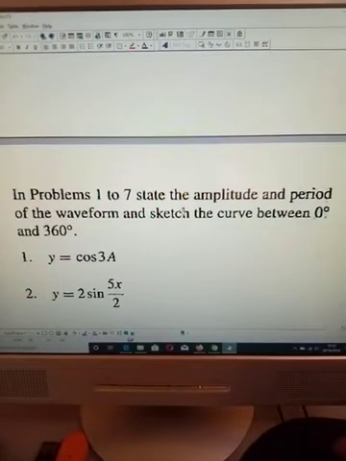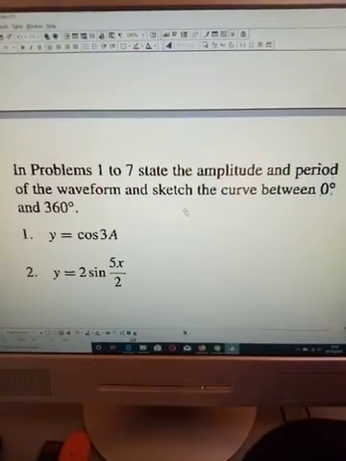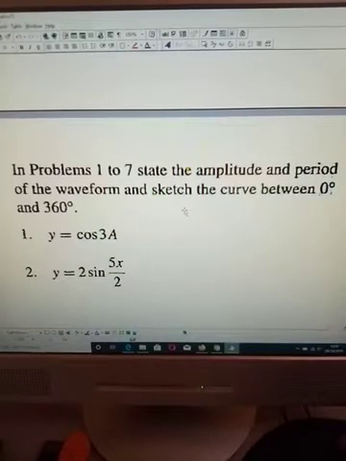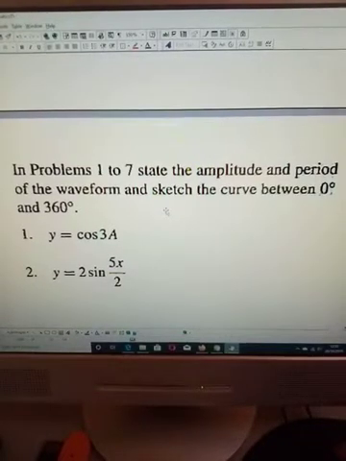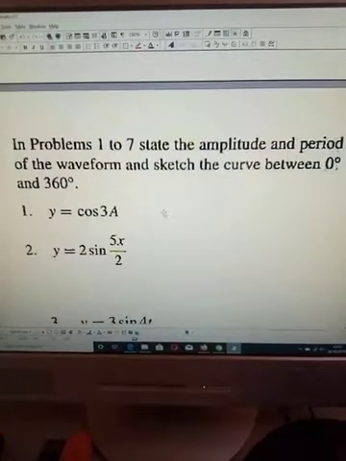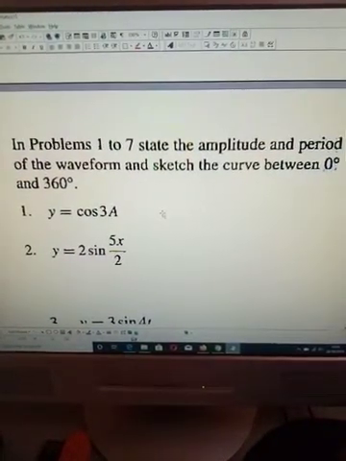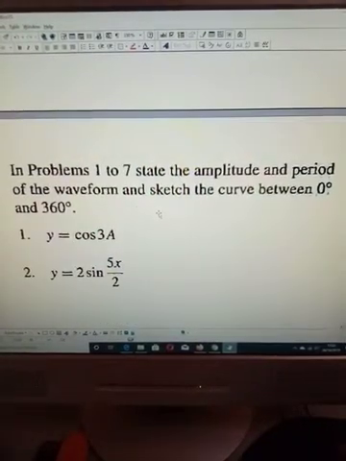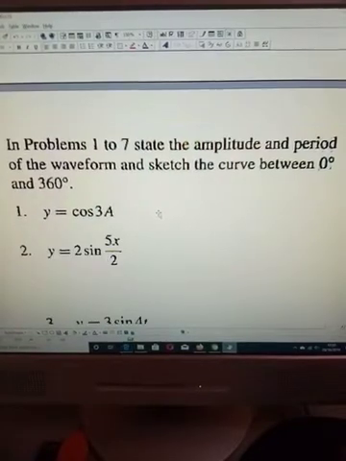Right, in problems 1 to 7, state the amplitude and period of the waveform and sketch the curve between 0 degrees and 360 degrees. Okay. Now here I've just simply left you some examples for yourself to work at and look at what information you can gather from online plus and from the electrical principles books. Use them to aid your own style of learning.